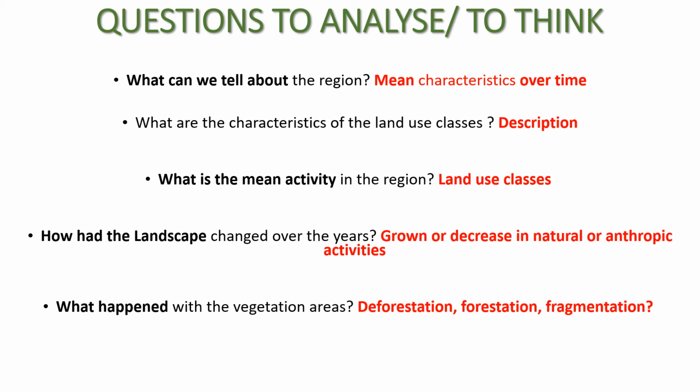And what happened with the vegetation areas? In most of the studies, our focus in using landscape metrics is the vegetation. Then this question is also very important. How is the vegetation? Are we having deforestation, afforestation, fragmentation, or connectivity? But to understand what happened with the vegetation, we need to understand the whole landscape. That's why we do all the studies with all the classes in the whole landscape.